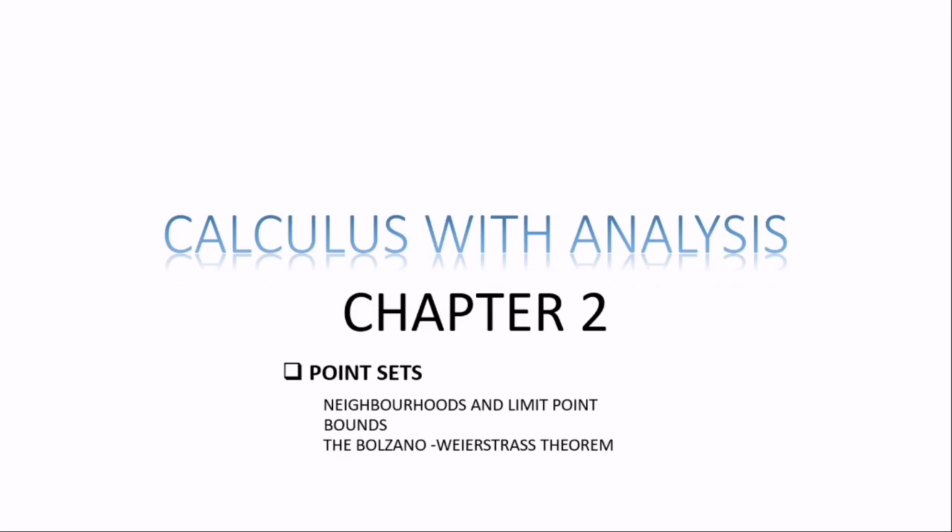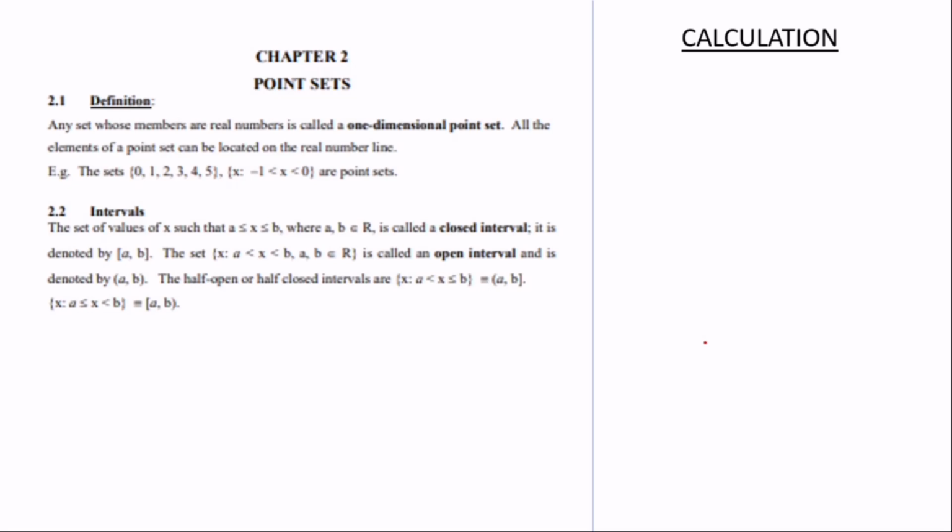With this video, we're going to look at chapter 2 of calculus and analysis, and we're going to look at the point set, that's neighborhoods and limit points, bounds, and also the Bolzano theorem. So be with me to the end of the video, and please kindly pay attention, because some of the theorems are very confusing, right? So let's move on. The first thing we're going to talk about is the point set.